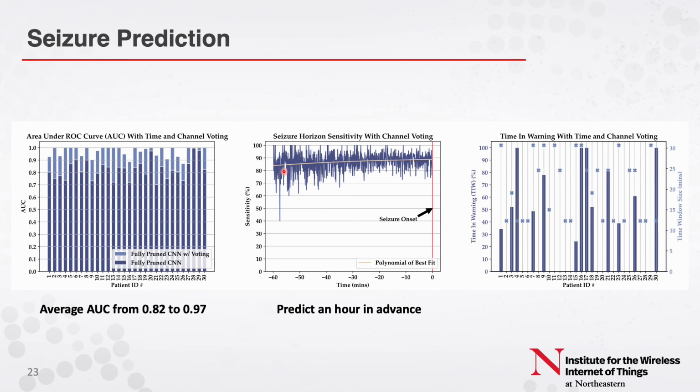And finally, here we plot for each patient the time in warning percentage, which is basically just a measure of the number of false positives per hour that a patient has. Ideally, your time in warning should be 0. And we can see that although some patients experience really high time in warning, over half of our patients have 0 time in warning or 0 false positives per hour.